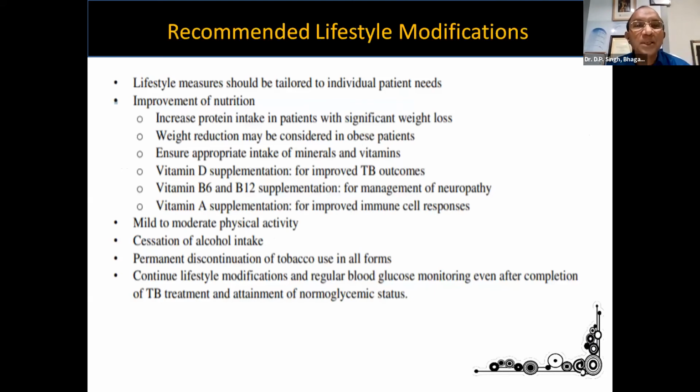So recommendations of lifestyle should be tailored to the individual needs. Those patients who have got loss of weight, increased protein intake should be there. Weight reduction will be considered in the obese patients. Different vitamins, especially B6, B12, vitamin E should be added. Mild to moderate activity should be there. Alcohol, again, cessation of alcohol. No alcohol should be started. As Dr. D. Ram sir was asking about this, especially these patients. Permanent discontinuation of tobacco use and continue lifestyle and regular blood sugar monitoring.